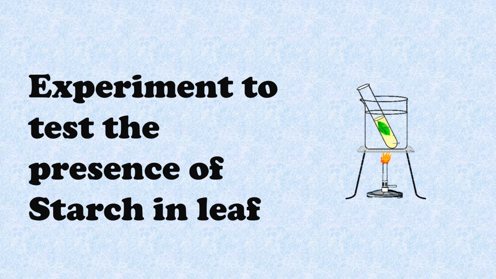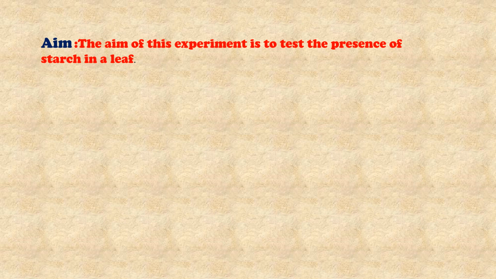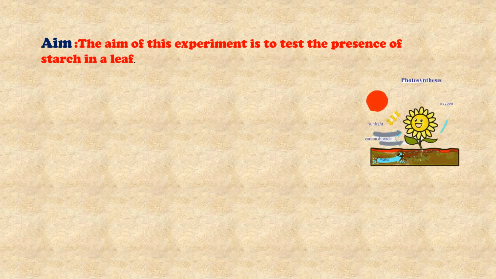Experiment to test the presence of starch in leaf. Aim of this experiment is to test the presence of starch in a leaf. We know that a leaf performs photosynthesis. In the presence of sunlight, the leaf prepares glucose. The glucose is the end product of photosynthesis, and glucose will be stored in the form of starch.